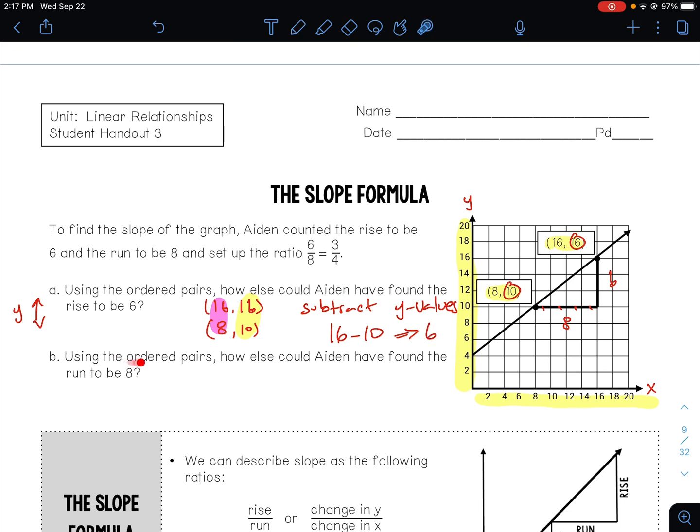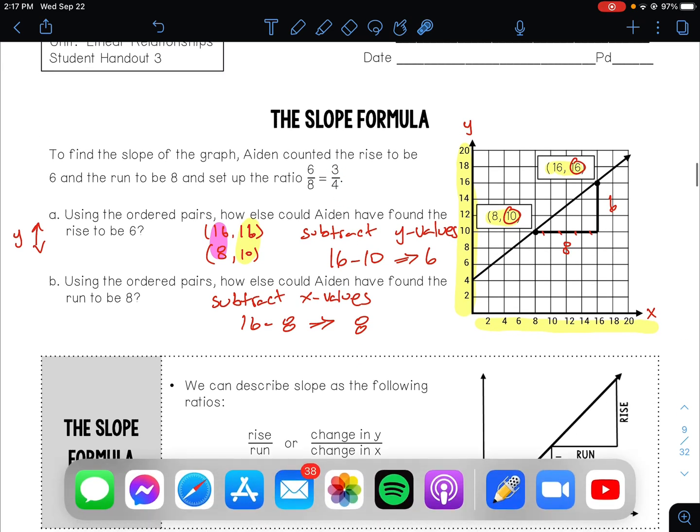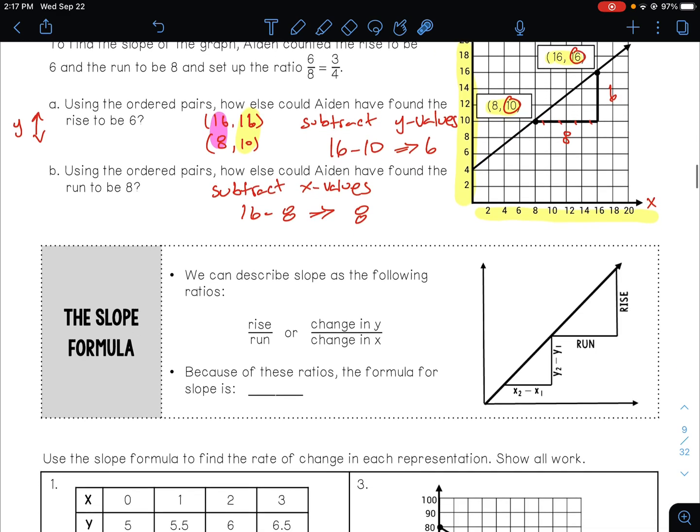Using the ordered pairs, how else could Aiden have found the run being the horizontal movement? Well, you would subtract the x values instead. You subtract the y values for the rise, subtract the x values for run. And the x values are 16 minus 8, and that would equal 8. So, yeah. What's the point of all that? Well, this is going to lead us into the slope formula.